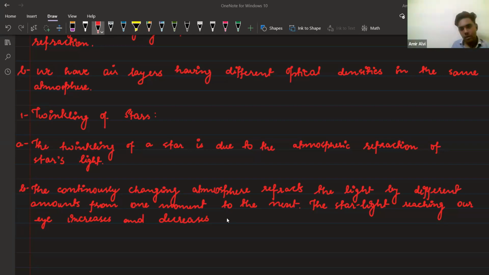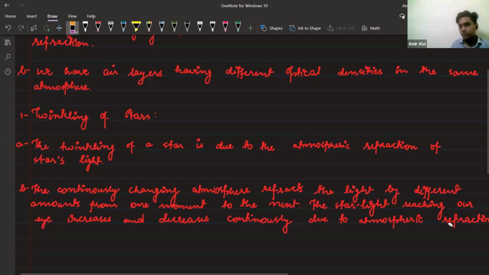The starlight decreases continuously due to atmospheric refraction. The stars appear to twinkle.